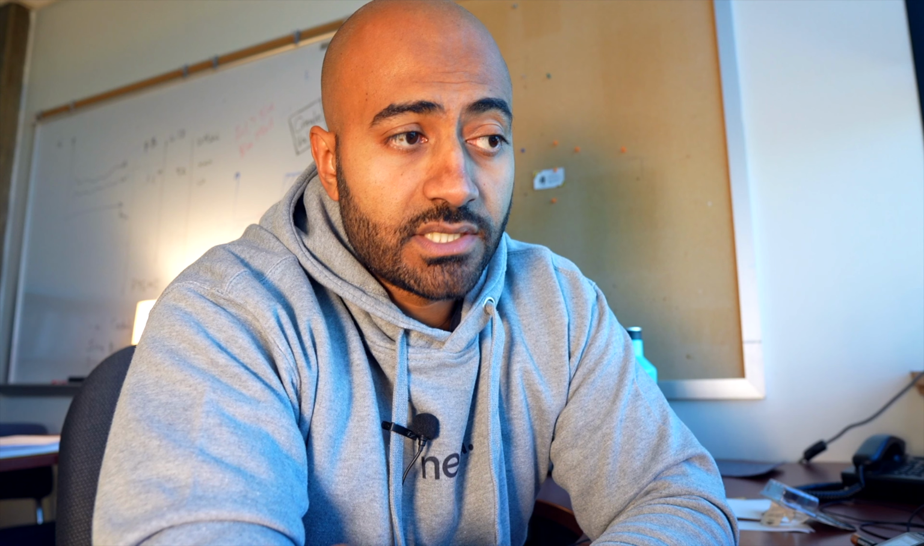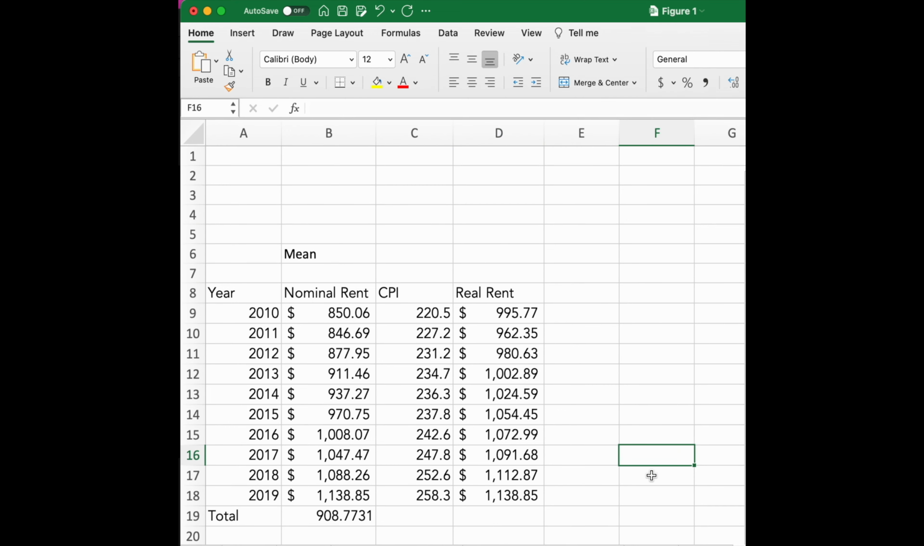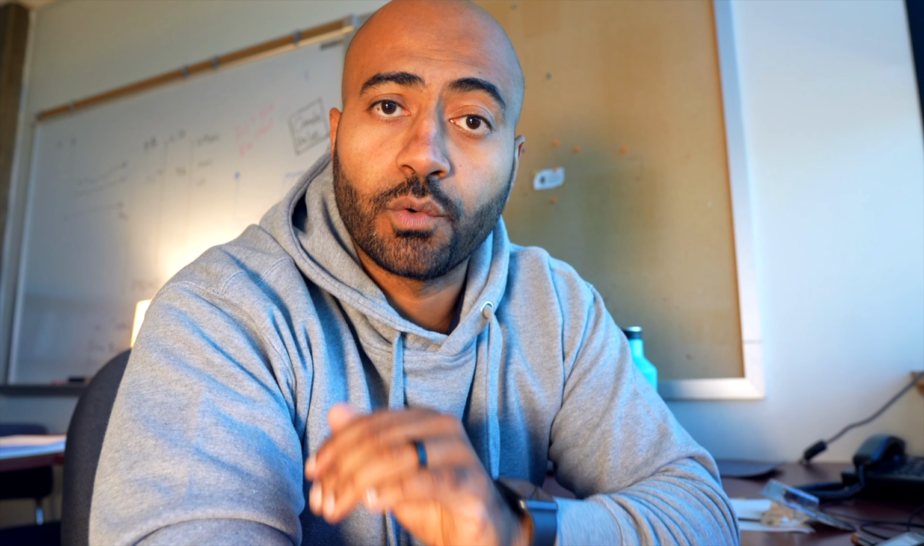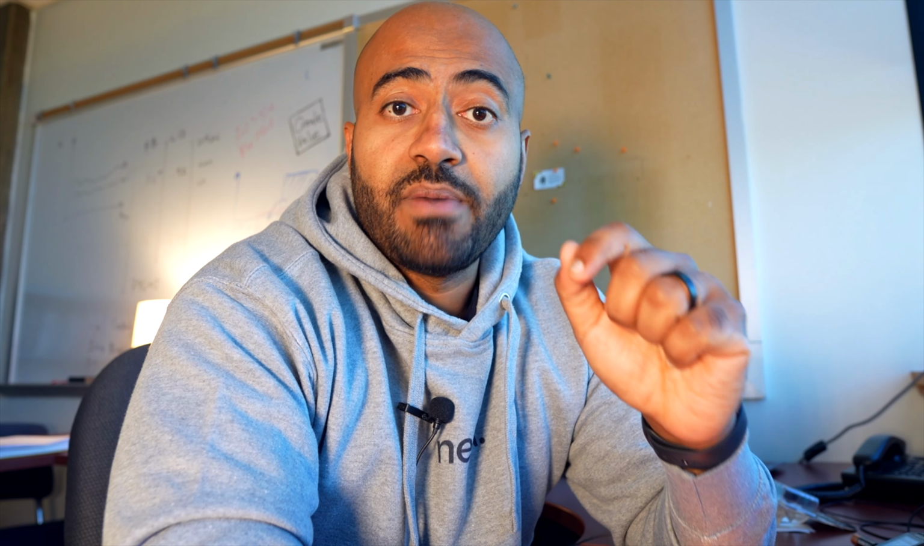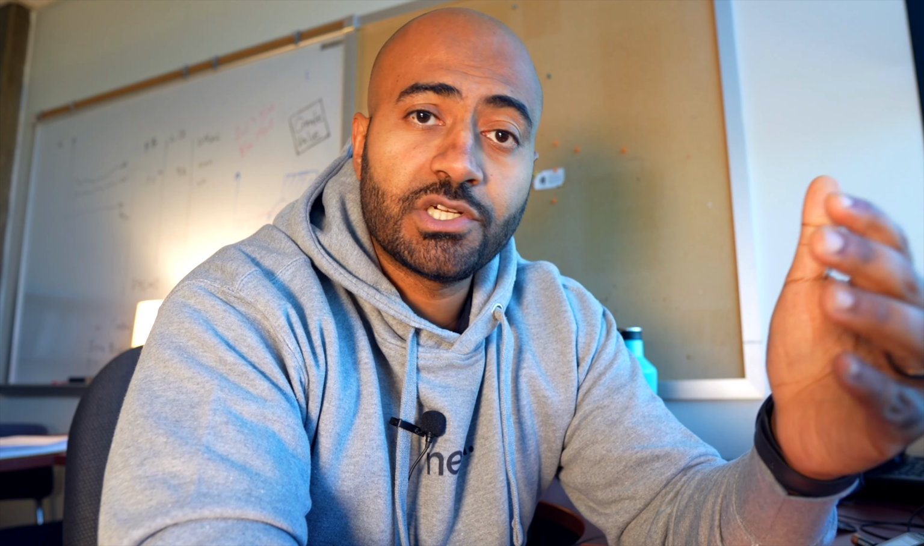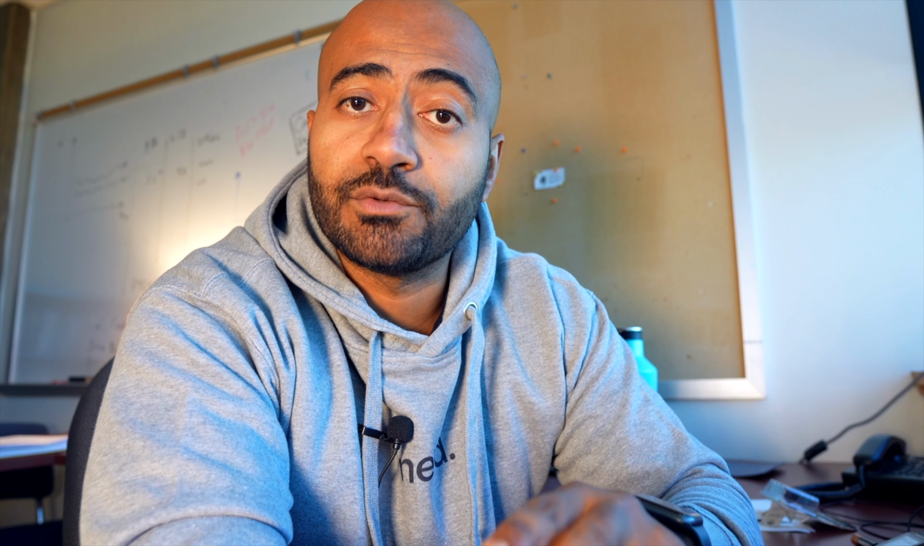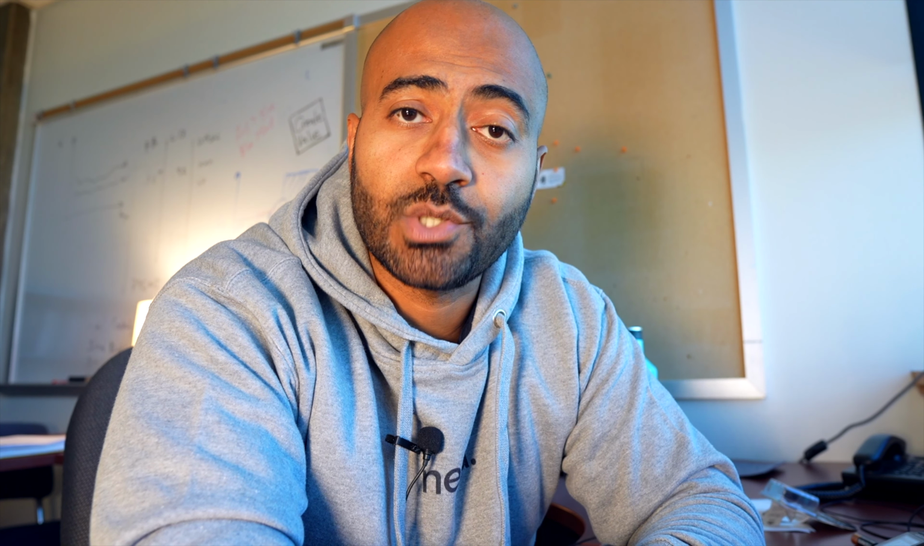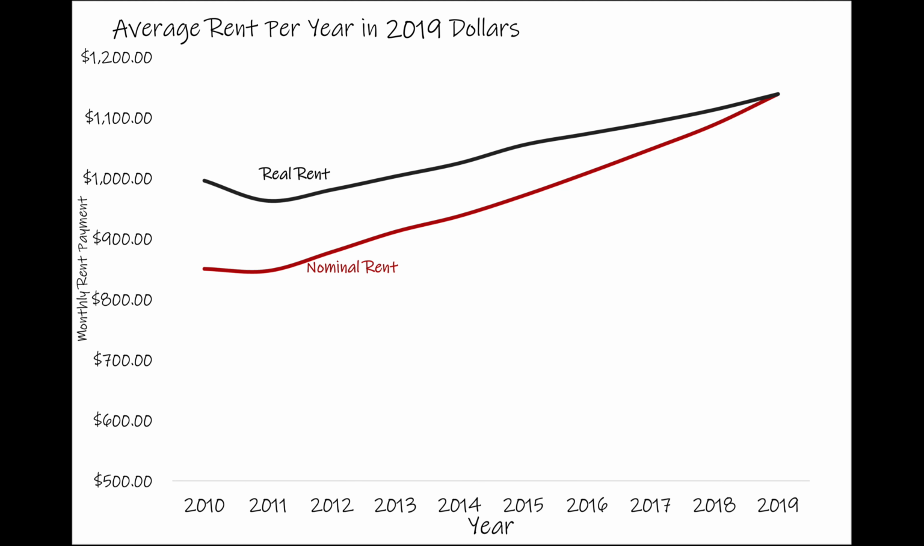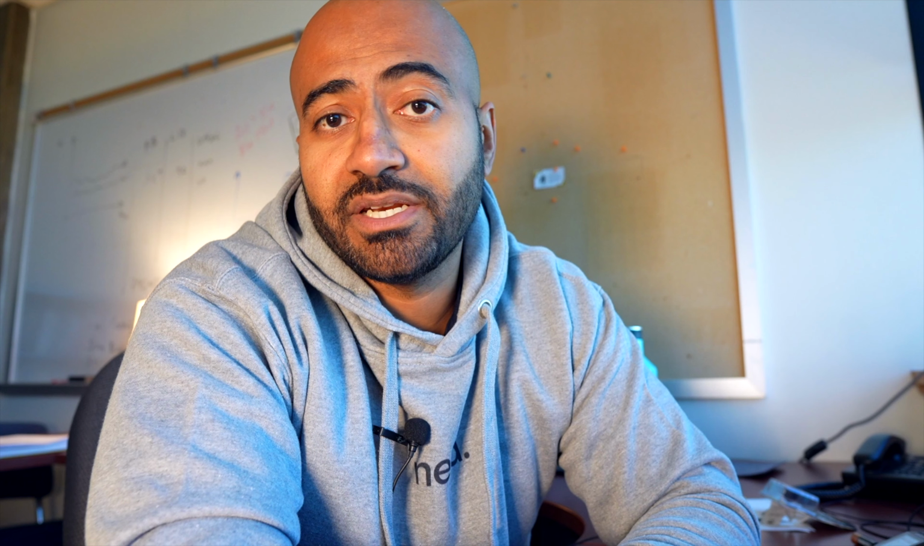And what we can see is real rent did increase over time, even when we control for inflation. Because this is a series about telling data stories, I'm going to graph it. I'm going to graph both nominal and real rent, and this is how it looks across time. All right, so what we know is rents have been increasing over time, even when we control for inflation.